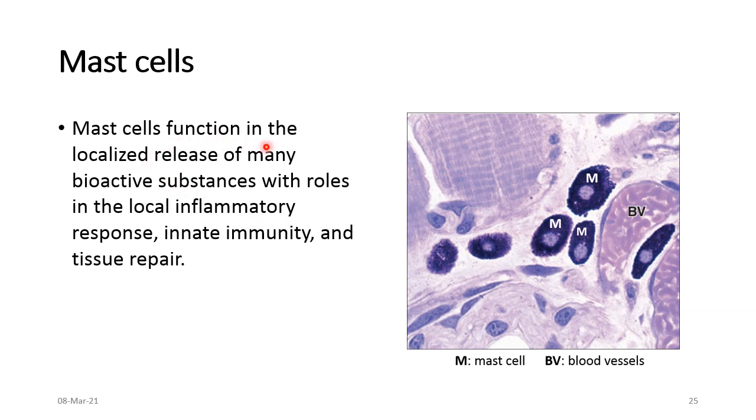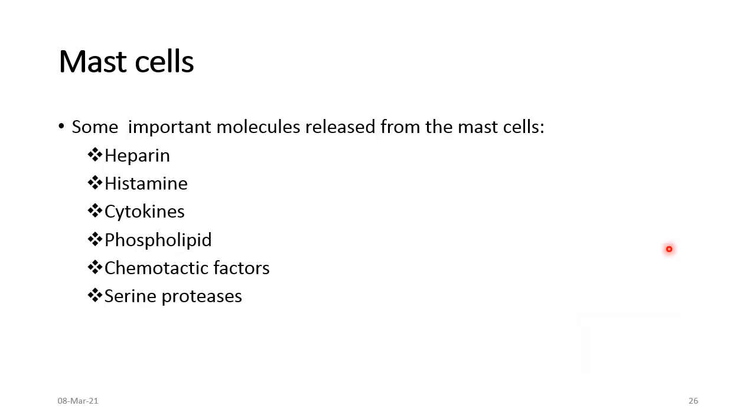The mast cells function in the localized release of many bioactive substances with roles in the local inflammatory response, innate immunity, and tissue repair. Some important molecules that can be released from the mast cells in conditions of inflammation are heparin, histamine, cytokines, phospholipids, chemotactic factors, and serine proteases. These are bioactive substances that are released and mediate certain processes in inflammation.